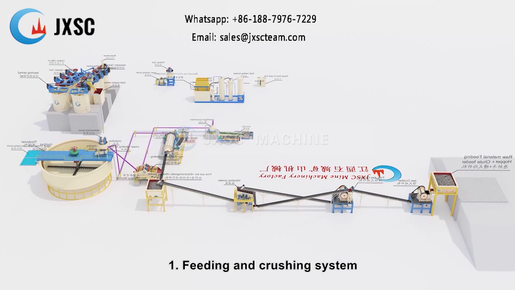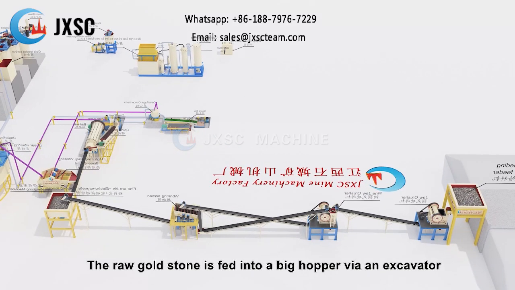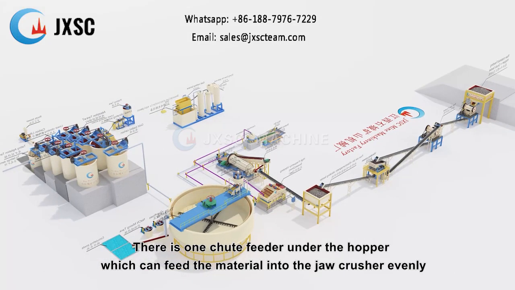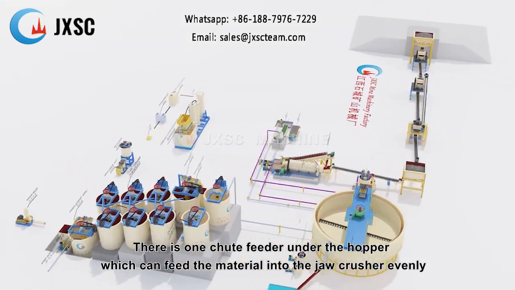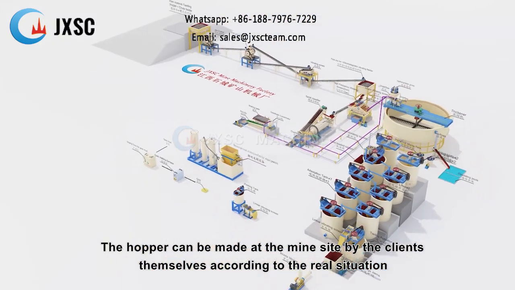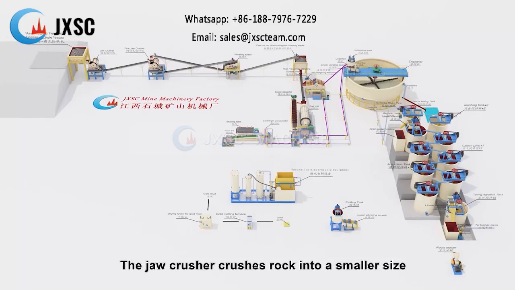1. Feeding and crushing system. The raw gold stone is fed into a big hopper via an excavator. There is one chute feeder under the hopper, which can feed the material into the jaw crusher evenly. The hopper can be made at the mine site by the clients themselves according to the real situation. The jaw crusher crushes rock into a smaller size.